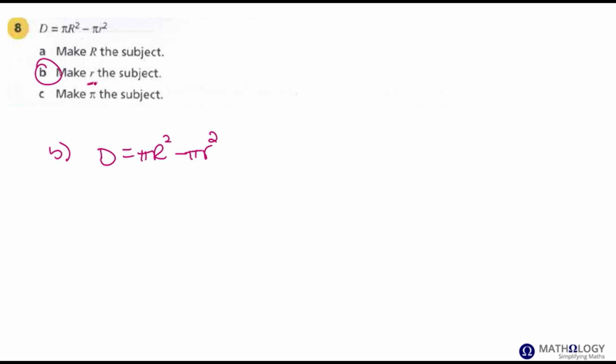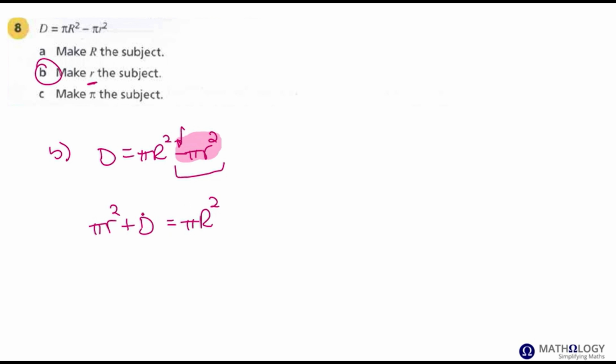We now want to make lowercase r the subject. So the term that contains lowercase r is that term over there. Anything that is not part of the term, we're just going to move over to the other side of the equation. Now just bear in mind we have a minus sign over here. So we don't want to make our subject negative. So we're going to take this entire term, minus pi lowercase r squared, over to the left. So we will have pi lowercase r squared plus D equals pi uppercase R squared.